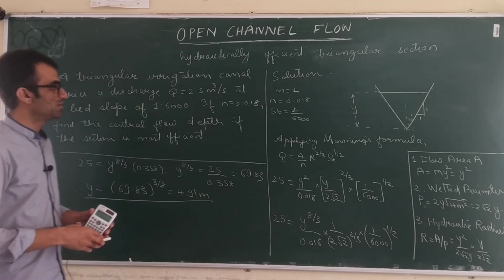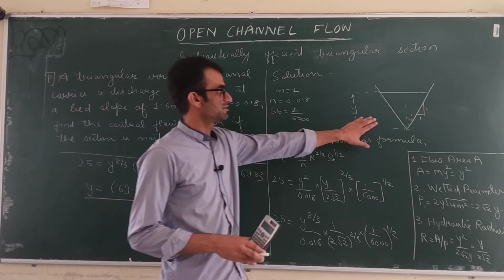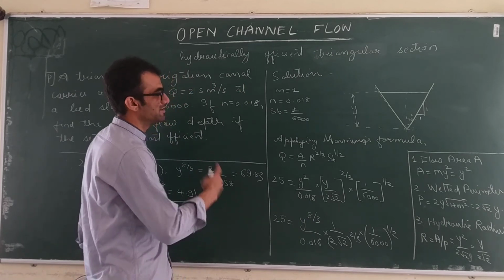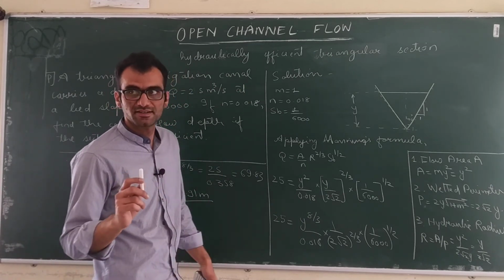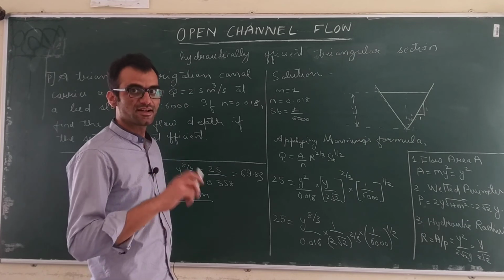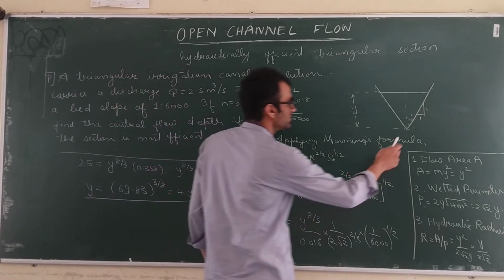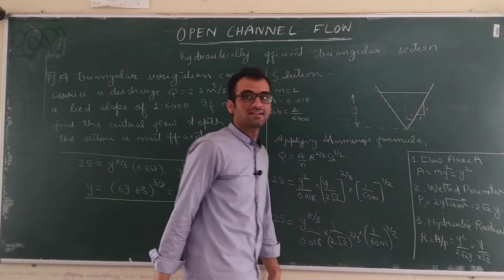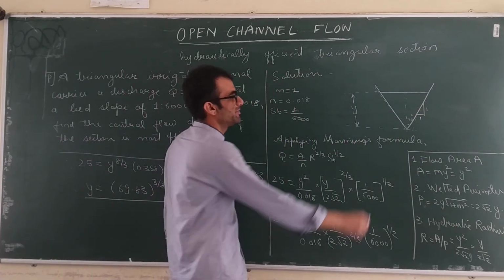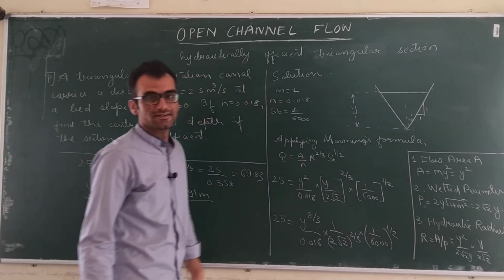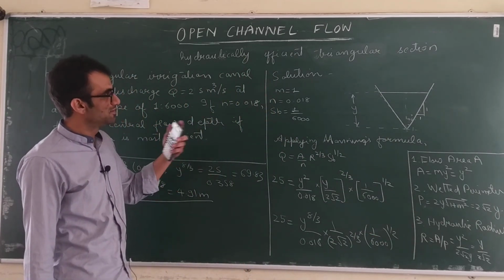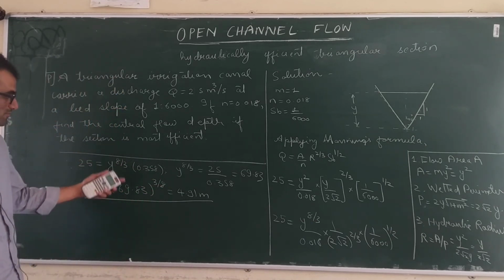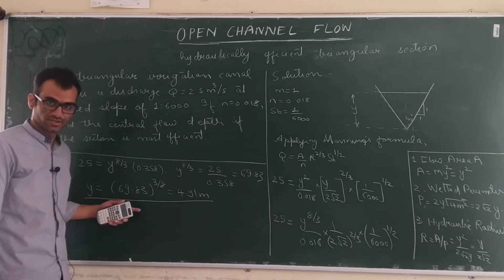Okay, so in this way you can solve a problem which is based on a most efficient or hydraulically efficient triangular section using just the condition. We just have to remember one condition: when the triangular section is hydraulically efficient, your side slope is 1. So the apex angle should be 90 degrees. Okay, then your wetted perimeter will be minimum for that particular flow area. So your channel will be most efficient. Okay, and you just apply this equation, and using the uniform flow equation we found the flow depth. Okay, thank you.